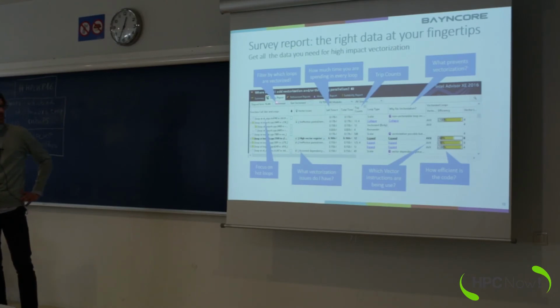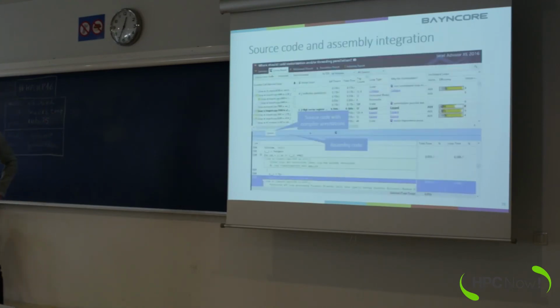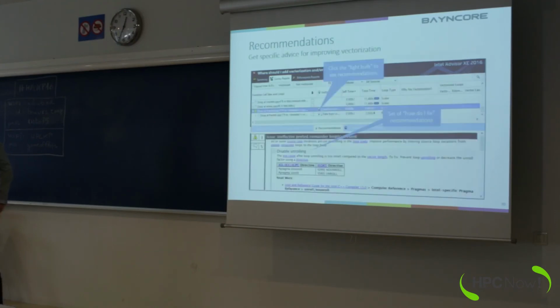Obviously you can filter, you can just look at the vectorized or non-vectorized loops. You can see how much overall time you're spending in there. Trip counts are already mentioned. You see source and assembly, exactly. And you also have the recommendations. There's a little light bulb, and then it gives you recommendations, which is very, very helpful.